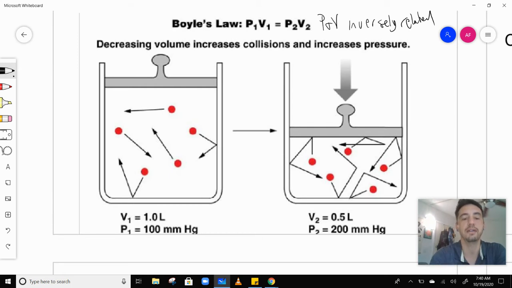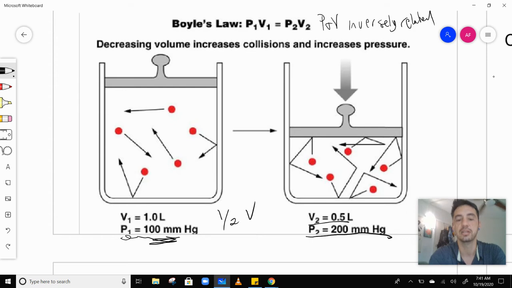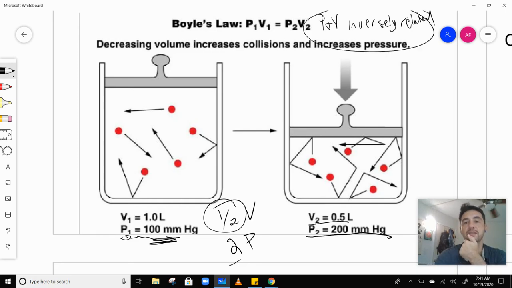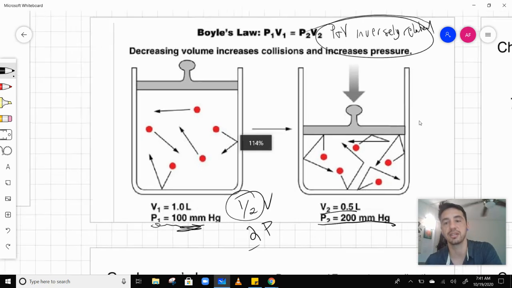Here we have an original pressure of 100 millimeters of mercury. The volume is 1 liter. We halve the volume, we double the pressure. So if we halve the volume, the pressure is going to go up 2 times. The inverse of 1/2 is 2. See how that works? Volume decreases by 1/2, and pressure goes up to the inverse of that, or 2 times. So P and V are inversely related. That's what Boyle's law says.